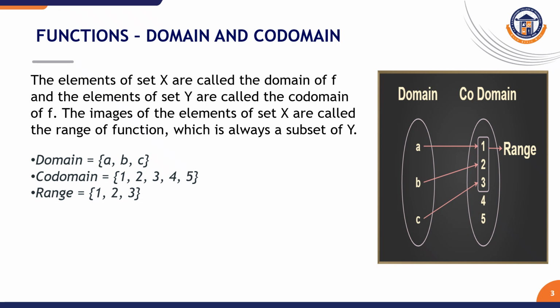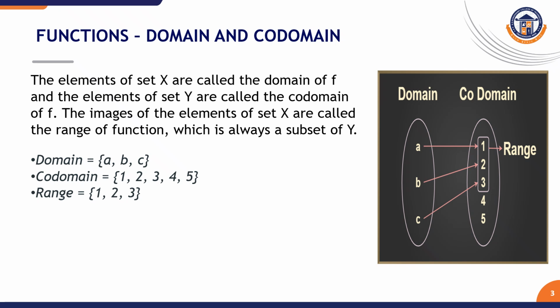Next, let us see domain and codomain. The elements of set X are called the domain of f and the elements of set Y are called the codomain of the function f. The images of the elements of set X are called the range of the function, which is always a subset of Y.